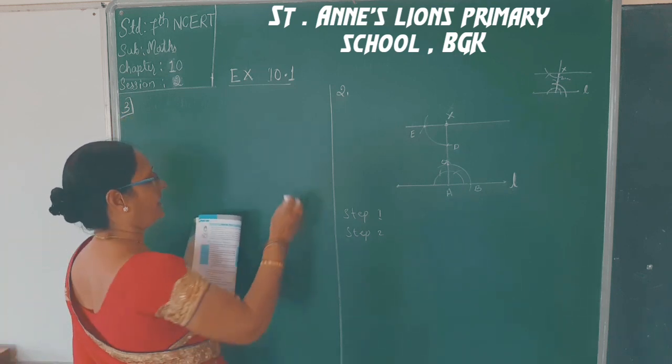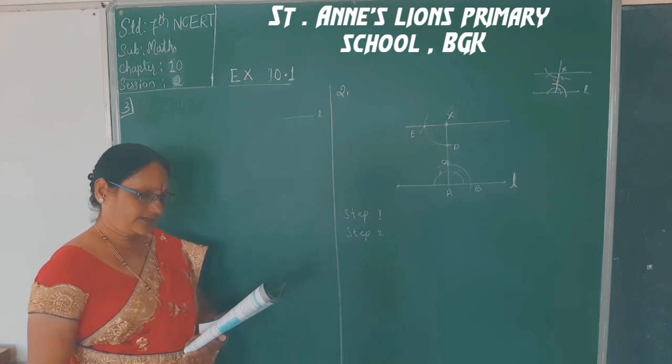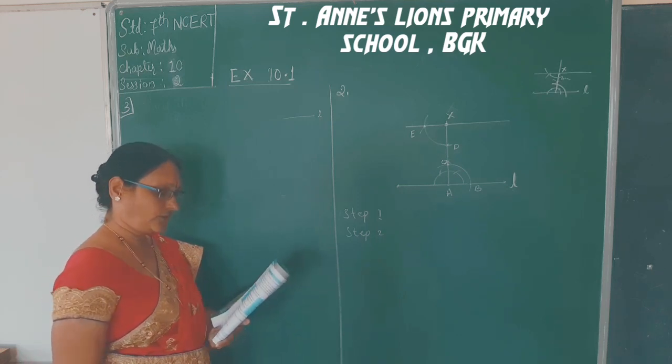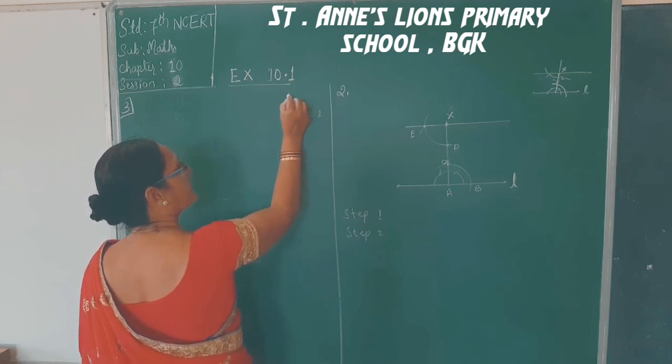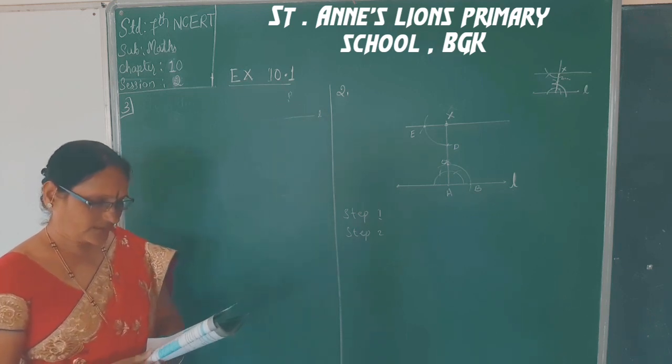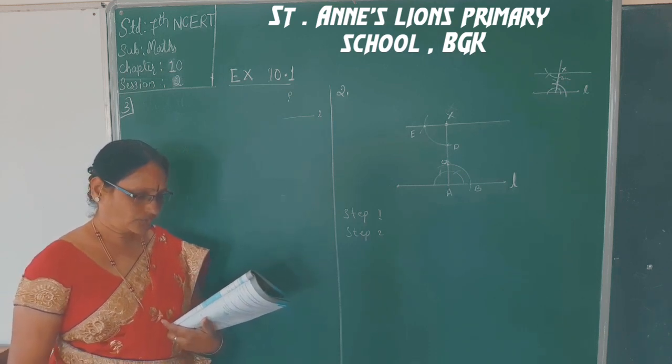Let L be a line. This is L. And P be a point not on it. P is not on that. Here P is there. Then through P draw a line M parallel to L.